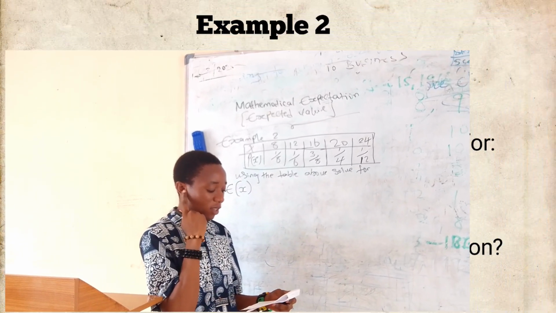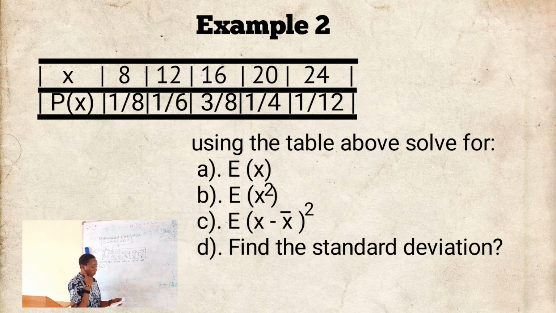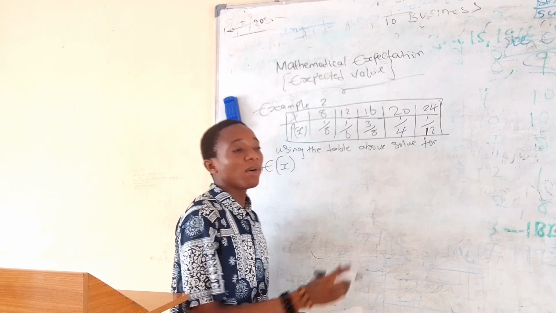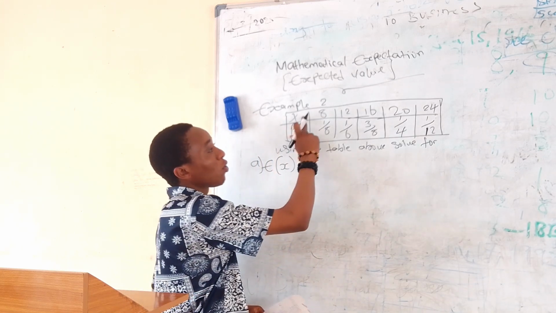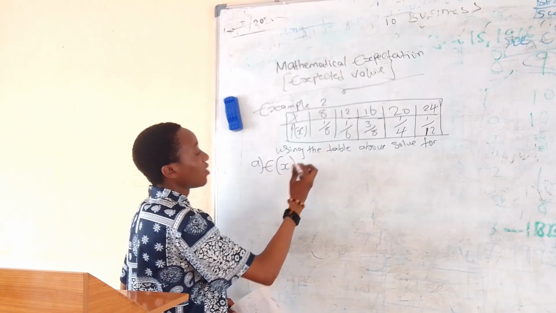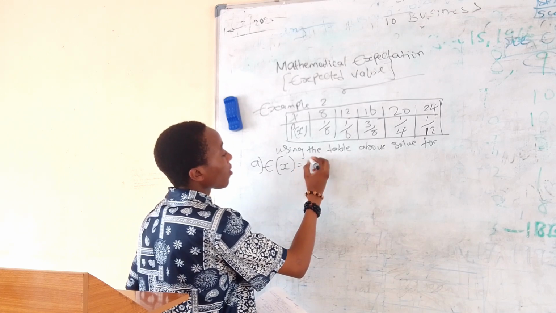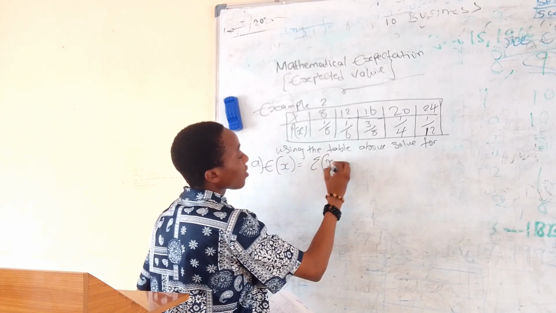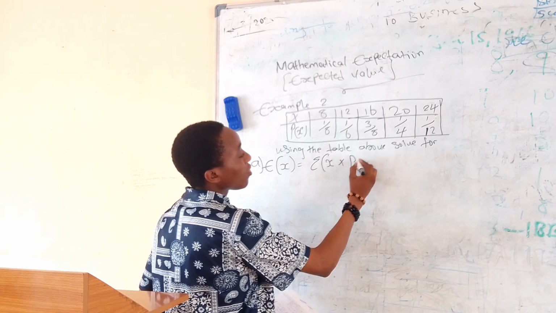Alright, I have another example here which says, using the table above, solve for A, the expected value of x; B, the expected value of x raised to the power of 2 inside the bracket; C, the expected value of (x minus x bar) raised to the power of 2; and D, the standard deviation. Now to solve for x, remember the formula says to multiply each outcome by its probability and then sum the results together. So if I do that for x, it will be equal to the summation of x times the probability of x.